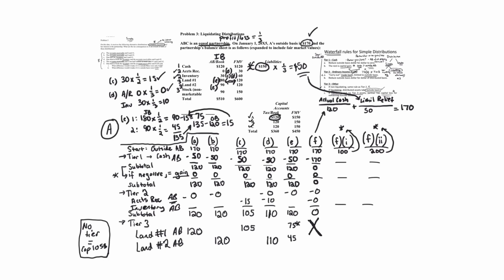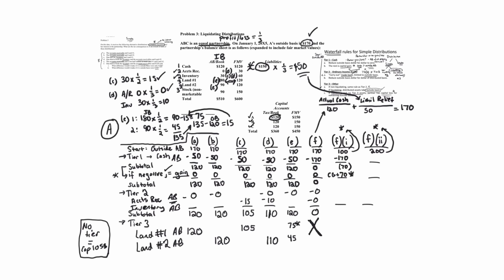So what if we have the same situation? Same exact situation as F, but in F1, we just change our basis from 170 to 100. Well, we've got 170 here. Now we have a negative 70. Negative subtotal. Remember this rule, if it's negative, we have gain equal to the same amount to make it a 0 basis. So that means that in F1, partner A is going to have a $70 capital gain. Put a little star there. It's a capital gain of $70.